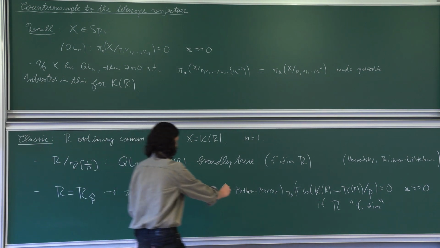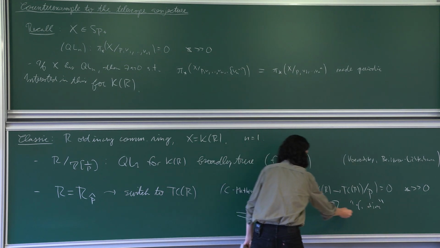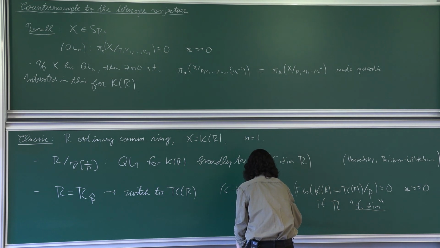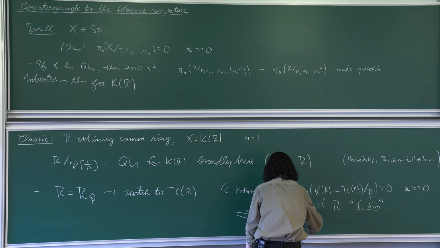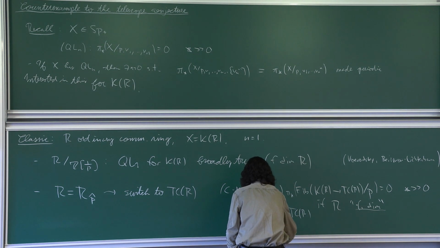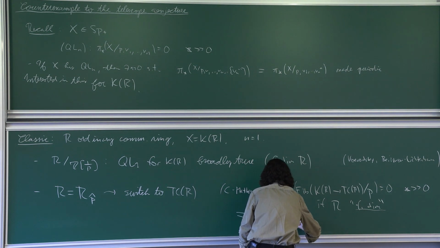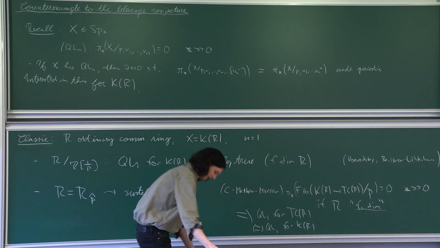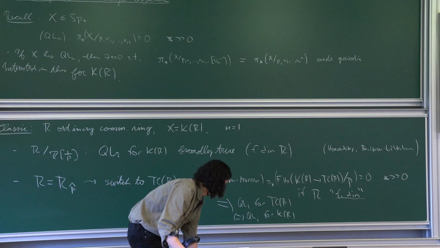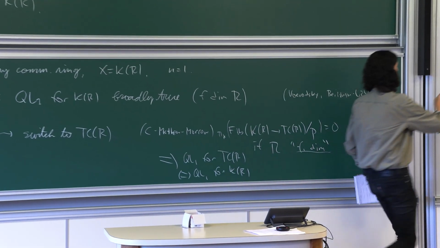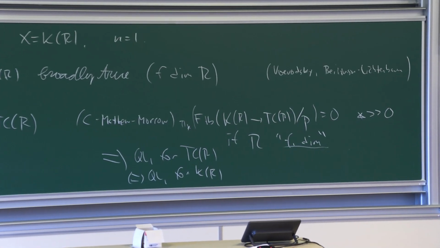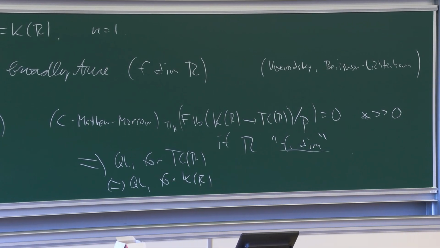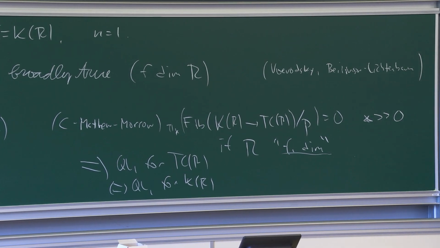So this means that under some kind of finite dimensionality assumptions, the QL1 for TC is equivalent to QL1 for K theory. And it's in principle easier to analyze TC than K theory, so it's profitable to make that switch. And I can't do justice to the whole historical discussion of this. I just want to say what the upshot is and list some names.